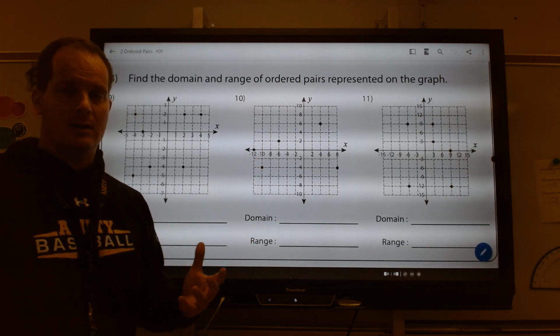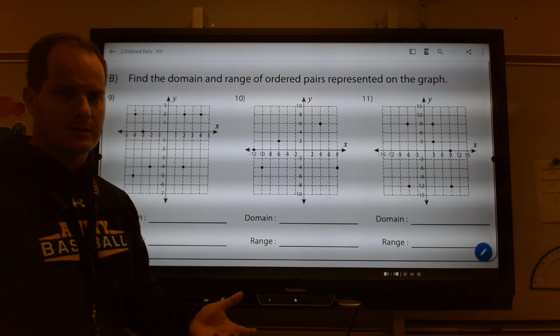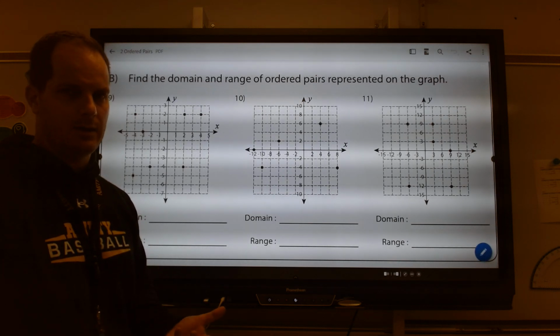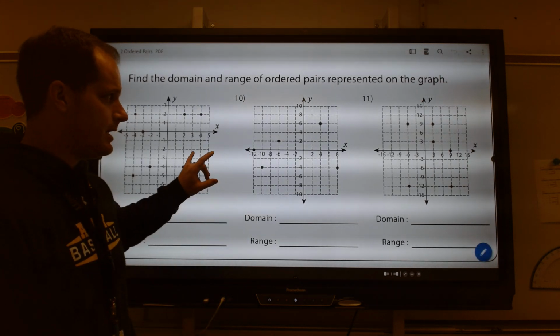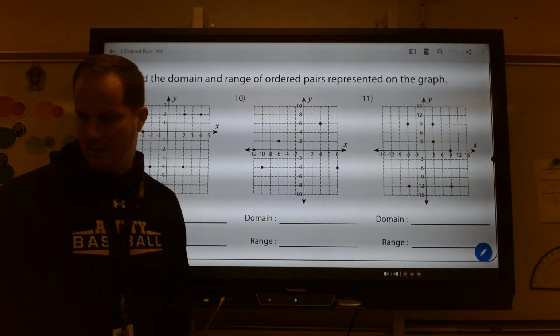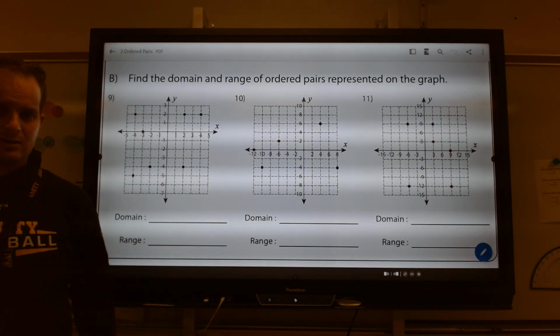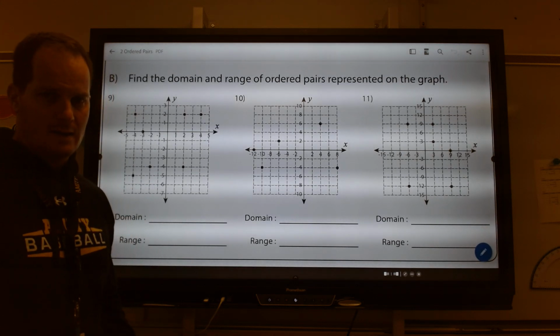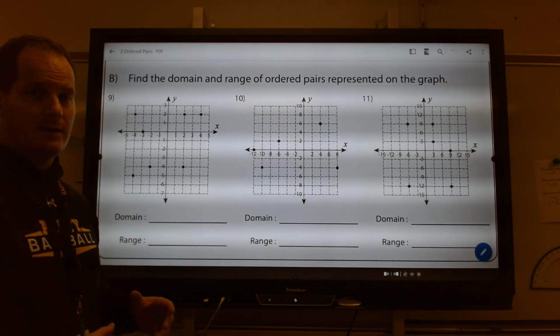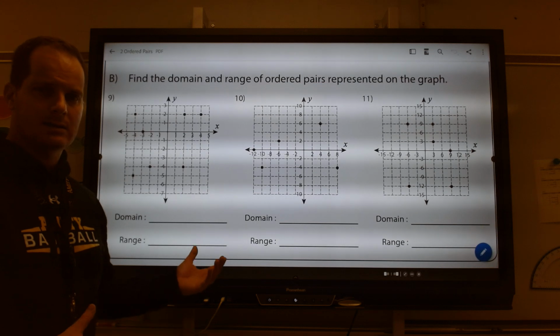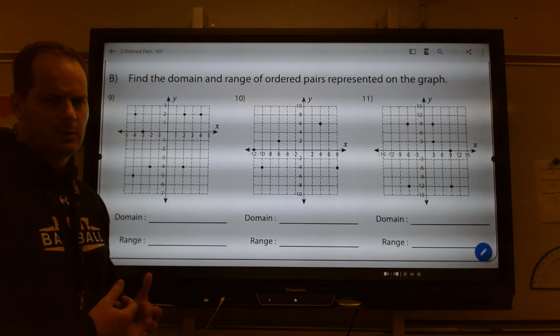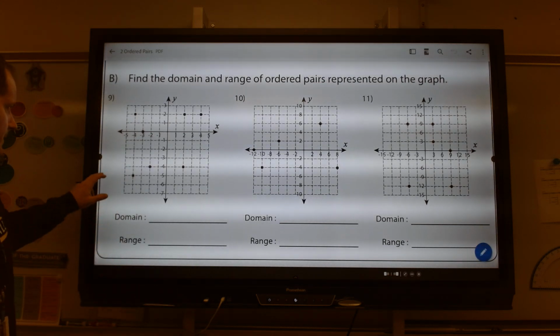Now, there is a difference when looking at domain and range for discrete graphs compared to continuous. For continuous, we tend to use interval notation, and you can watch a follow-up video to help you with understanding that. If you are given a discrete function like this, you're going to need to list all your x values and y values. Even if the relationship is not a function, we can still identify domain and range. So we'll get started with these three problems.